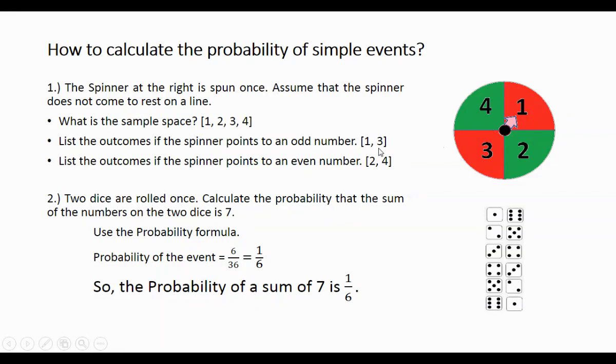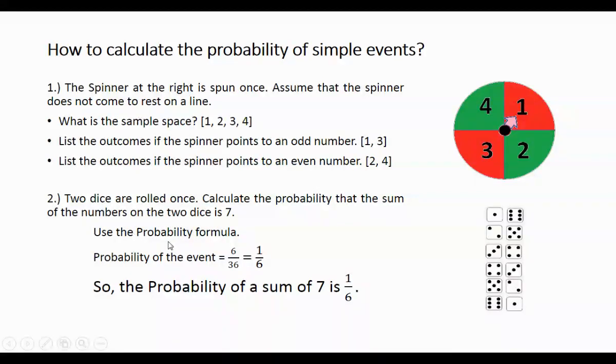Of course, if we're talking about probability, then if the spinner points to an odd number, that is 1 and 3, so we have 2 outcomes. So 2 over the total number of outcomes, which is 4, so that is 2 over 4, which is actually 1/2 or 50%. The same goes for even, they're just the same.